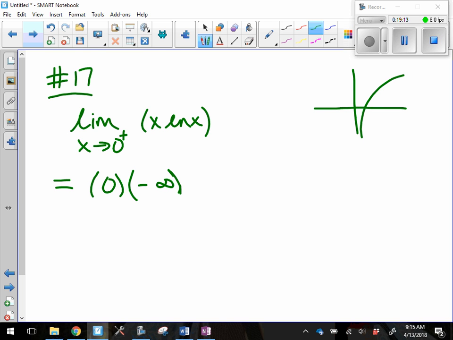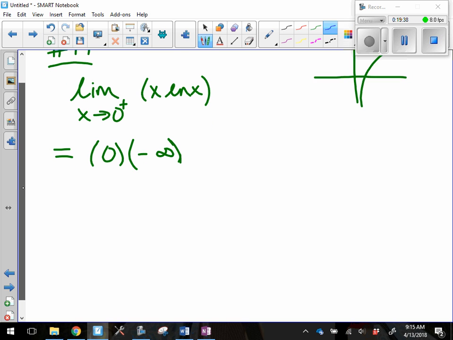Okay. So this is an indeterminate form, but it's not the right situation to be able to use L'Hopital's rule, right? For L'Hopital's rule, I need something divided by something else, and then that has to be equal to 0 over 0 or infinity over infinity. So this is a situation that we haven't come across before.